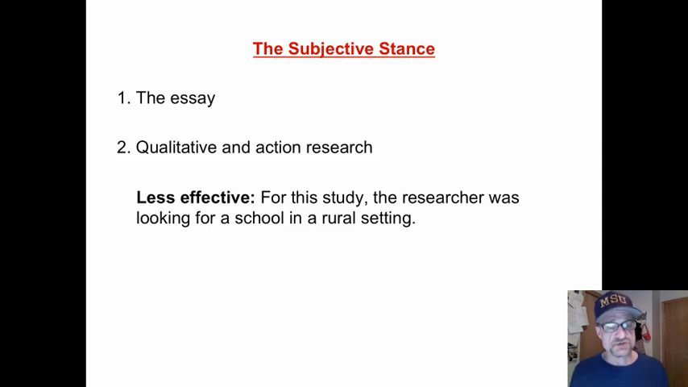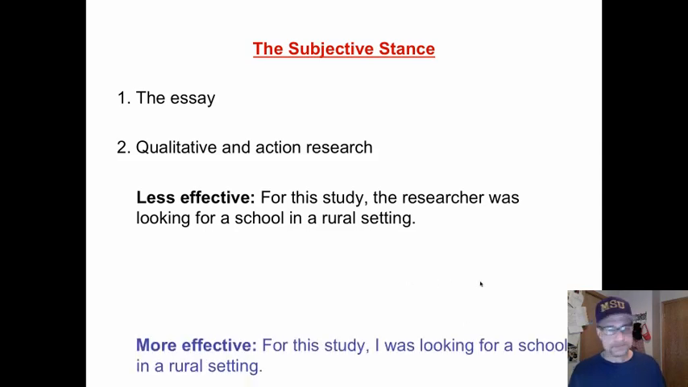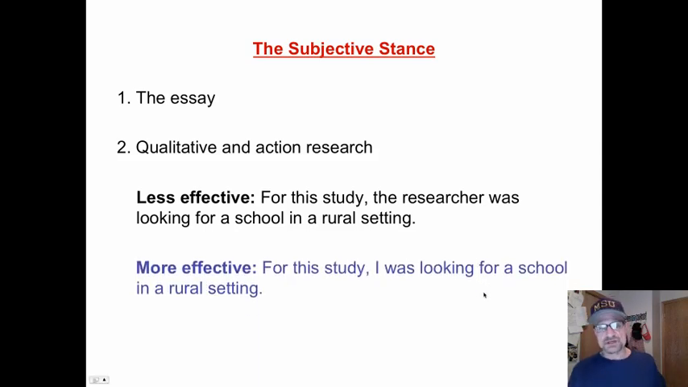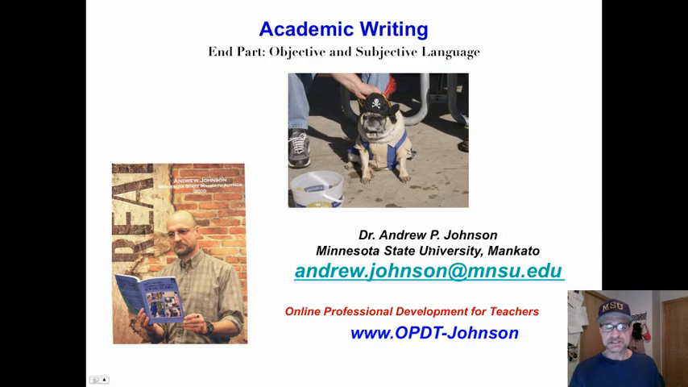If it is qualitative research or action research, where the researcher is integral to the research, yes, include yourself. Instead of "for this study, the researcher was looking for a school," no. "For this study, I was looking for a school in a rural setting." So qualitative research and action research, include yourself in the study. You are part of the study.